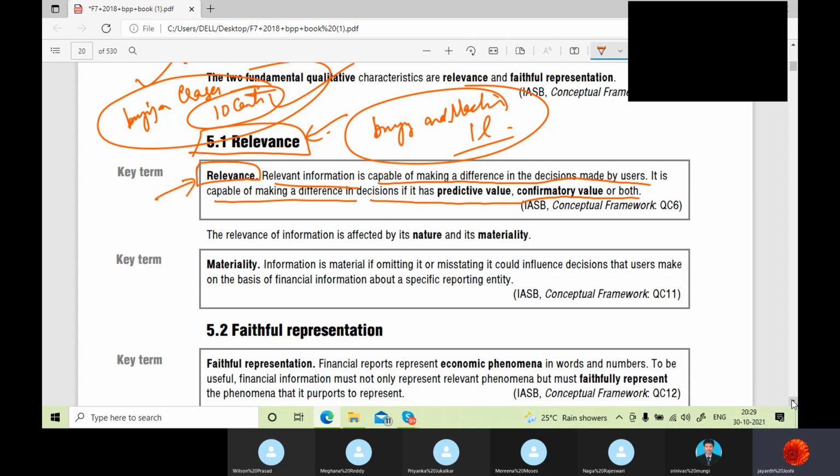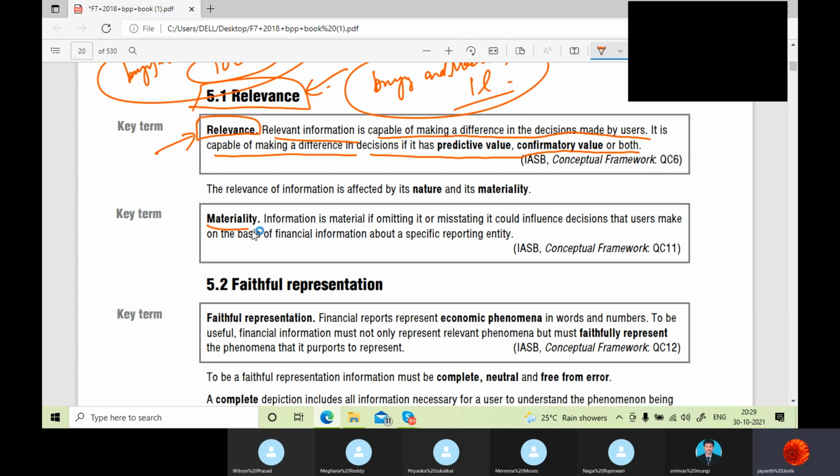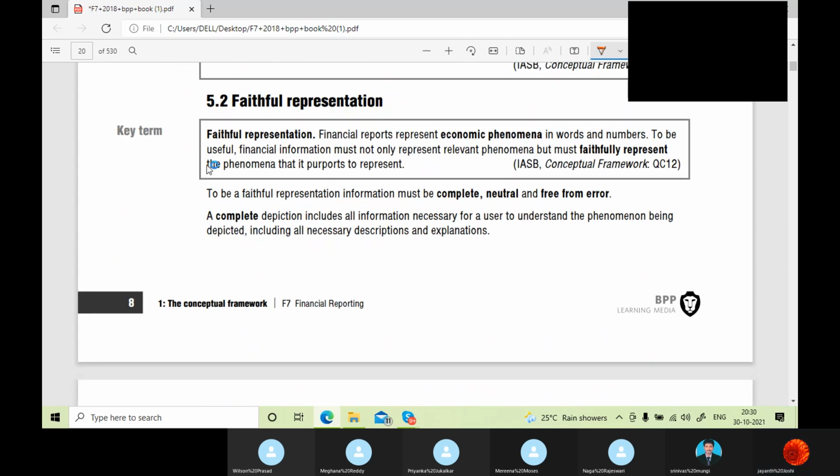Okay. Next, what is material and immaterial? See, material information is, if you omit it, it would again influence the decision, correct? Something which is very relevant and important for the company definitely should be recorded. Immaterial, this eraser concept, buying an eraser is immaterial. If you don't write it even, it doesn't matter. Faithful representation. The representation should not be in such a way that it is pro some party. That means pro shareholders or pro the management.